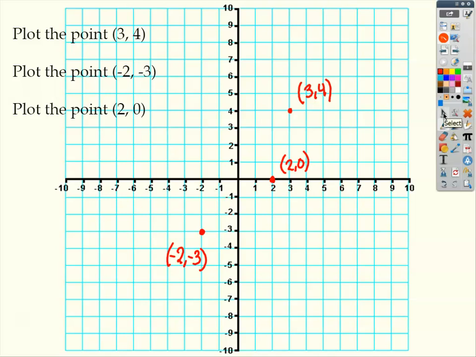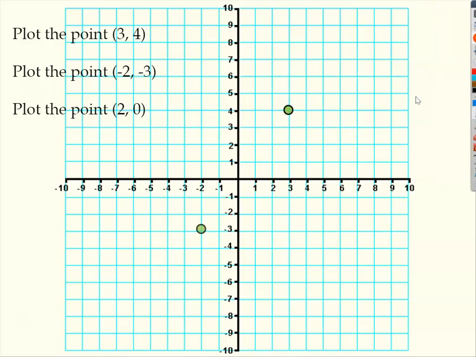All right. And let's see if the animations match up. So that is (3, 4), (-2, -3), (2, 0). That looks great. All right.